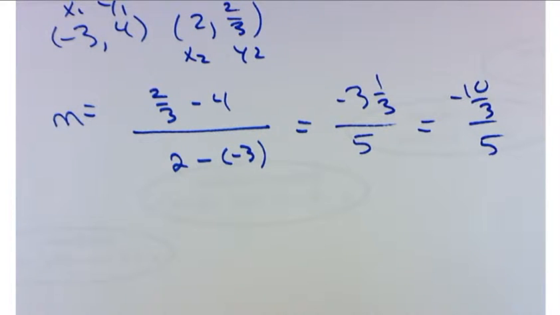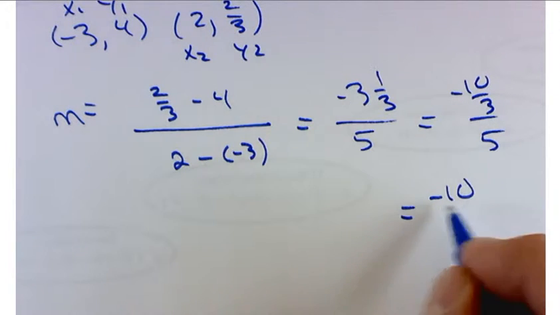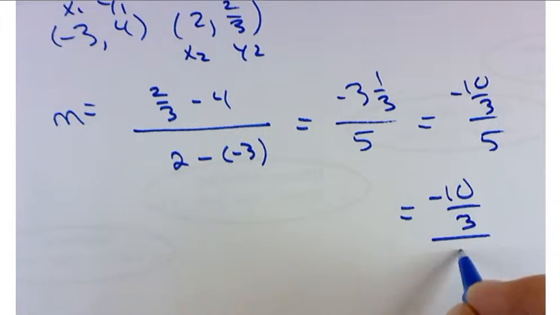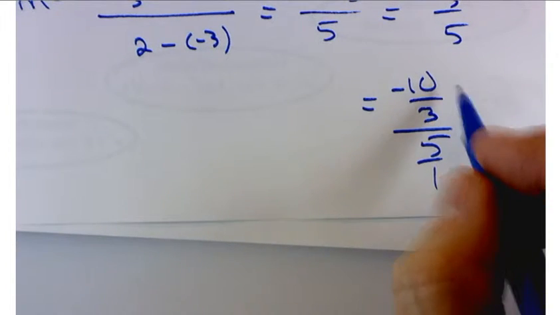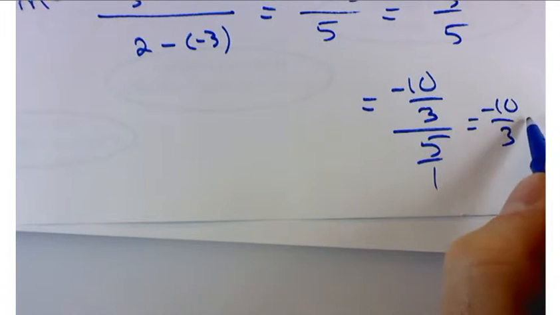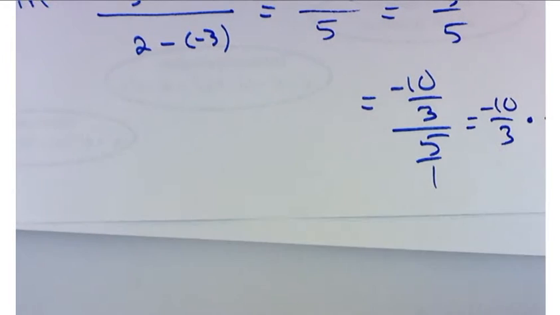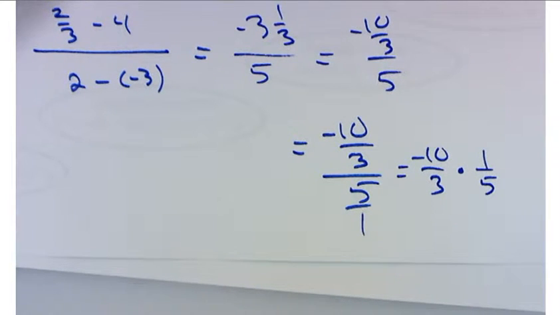To finish this up, let's think of that 5 as being 5 over 1. So now I have the division of 2 fractions. What do you do when you divide by a fraction? Good. Multiply by the reciprocal. Thank you. So that's going to be -10/3 times 1/5. Yep. So that cancels and we are left with -2/3.